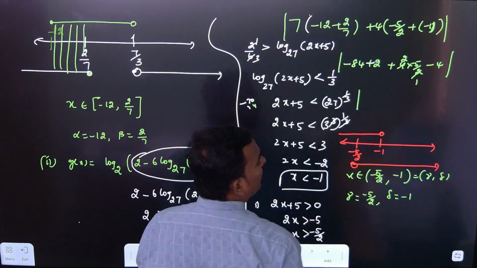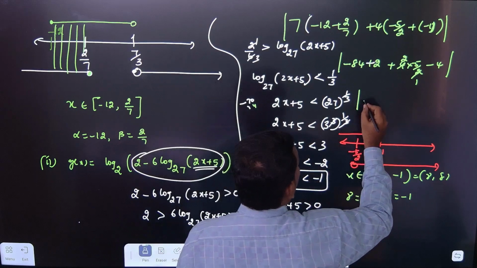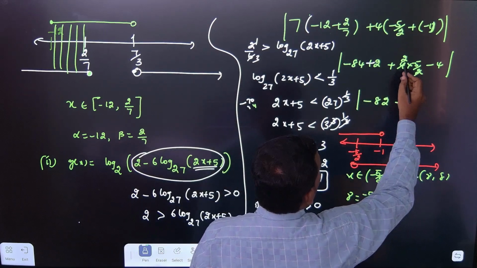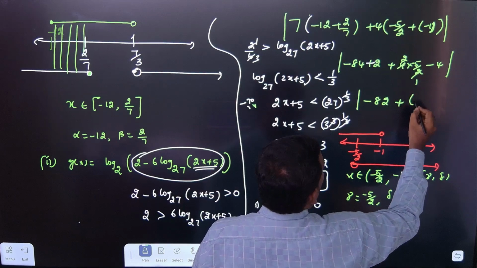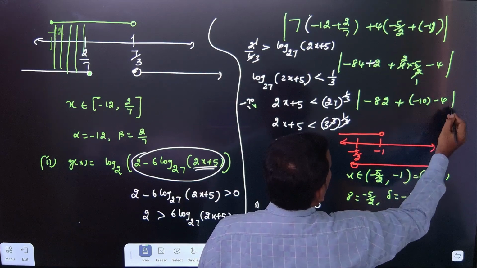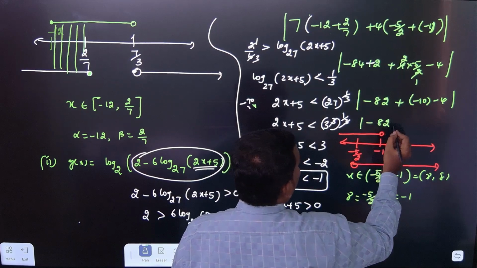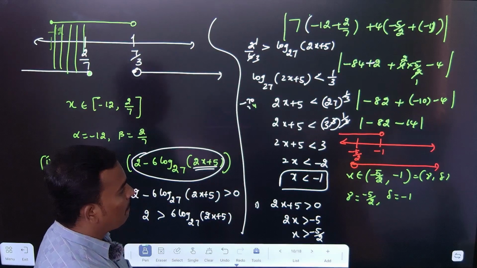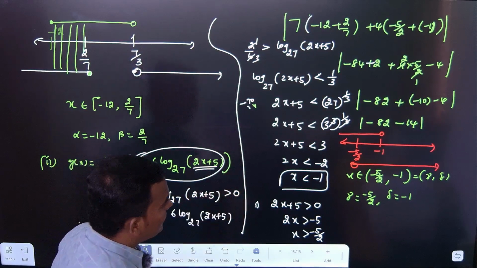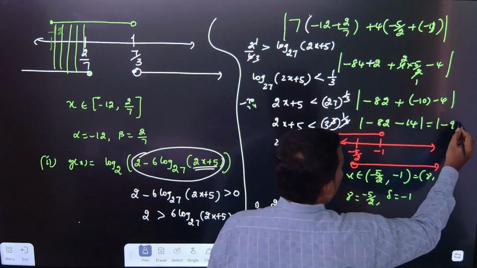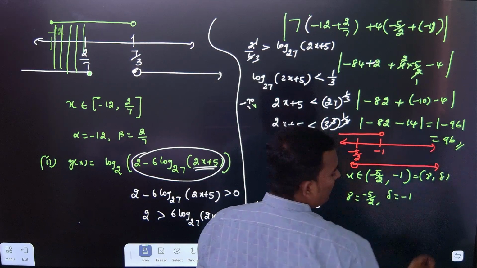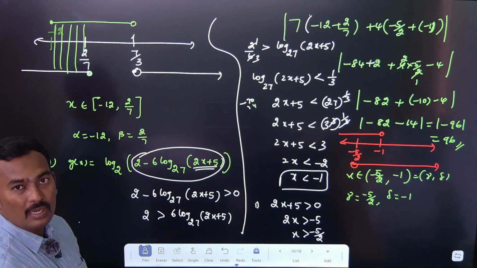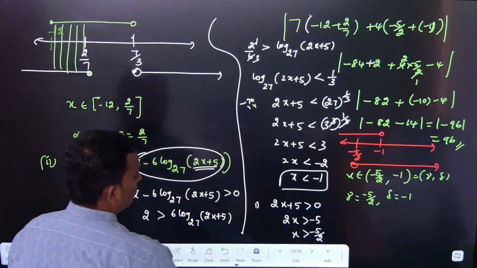So mod minus 84 plus 2 is what? Mod. So that is minus 82 plus here is a minus 10, right? Minus 10 minus 4 it will be there. So mod minus 82 minus 14 is there. So how much it will be? So 96, mod minus 96, that will be plus 96, your answer. Clear? I hope everyone understands, right? We'll go for the next question.